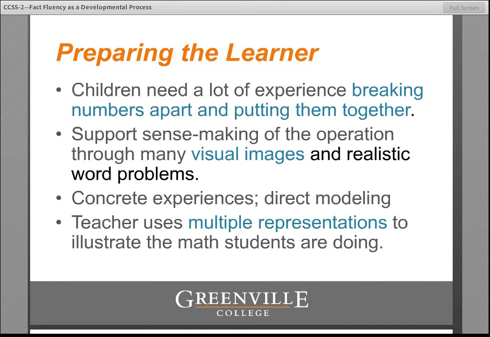So it shouldn't surprise you that some of this starts to show up in the kindergarten curriculum, like K.OA.3, and also is going to be practiced embedded in strategies in 1.OA.6. Second graders really should be beyond the preparing the learner stage, but I offer this to you both as background knowledge for where they've come, as well as a place to return if you have students with some significant struggles.